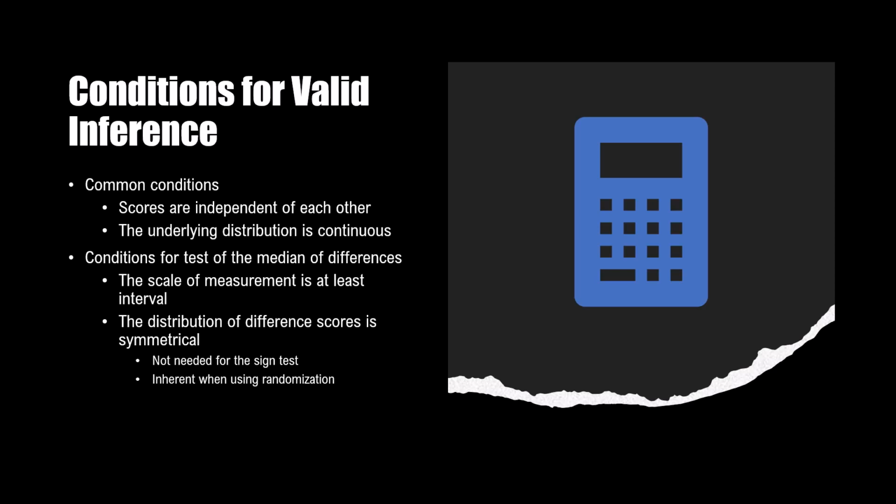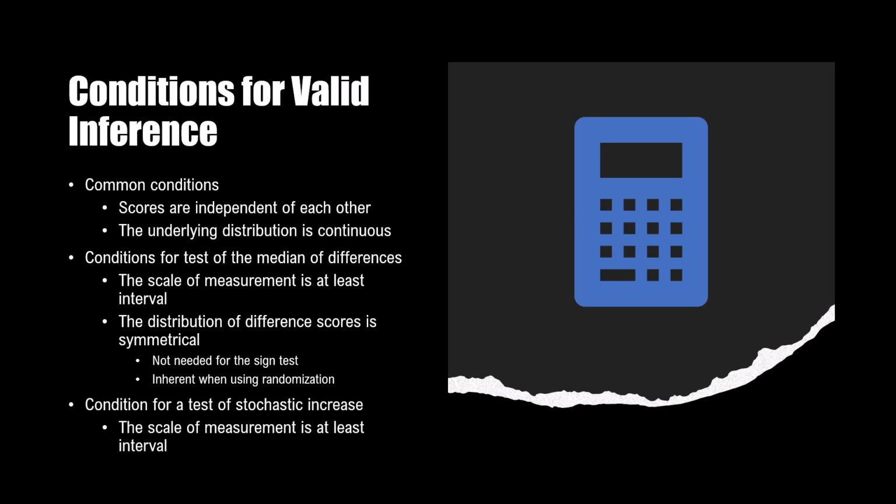I note that this last one is not needed for the sign test, and it is inherent when we use randomization. That is, we don't need to worry about symmetry, we will have it. And finally, if we want to use ordered replacement scores, that is, we are considering every test except the sign test, we can do a test of the stochastic increase of the distribution. Just considering the scale of measurement at least interval, we no longer need symmetry.